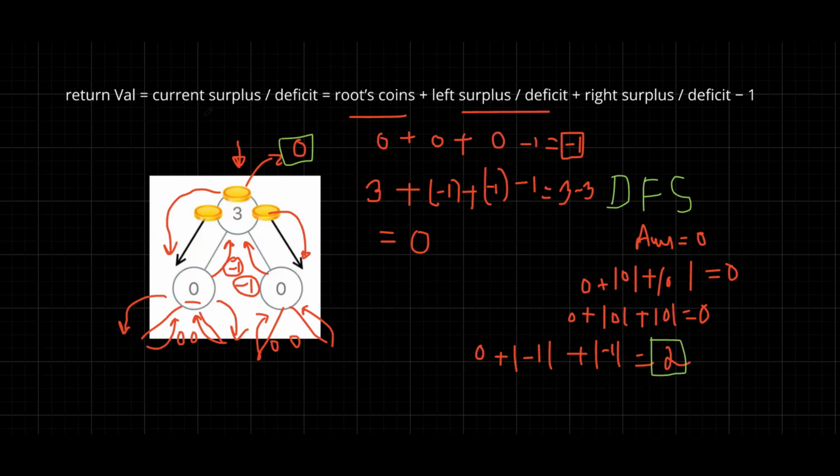So by taking the decision for each of the nodes, the current surplus or deficit for each node will be root's coin plus its left surplus or deficit plus its right surplus or deficit minus 1. And by using this equation, we can get the minimum number of moves needed to distribute the coins throughout the whole tree. The overall time complexity of this algorithm is big O of N. I hope you understood the algorithm. Now let's move on to the code.